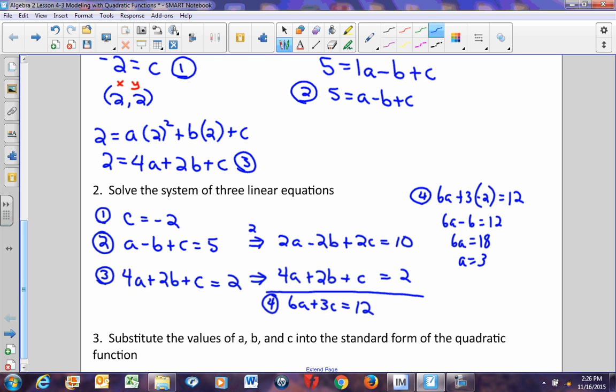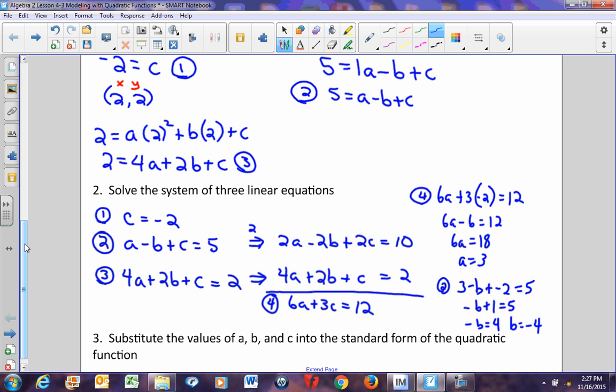So now I can plug into equation number 3 or equation 2 to solve for b. It doesn't matter. I think I'll look at equation 2. It's a little bit easier. So in equation number 2, I have a is 3, minus b, which I don't know, plus c is negative 2, and that equals 5. So 3 minus 2 is 1, so negative b plus 1 equals 5, negative b equals 4, so b equals negative 4.